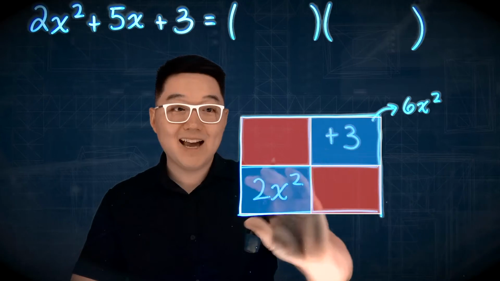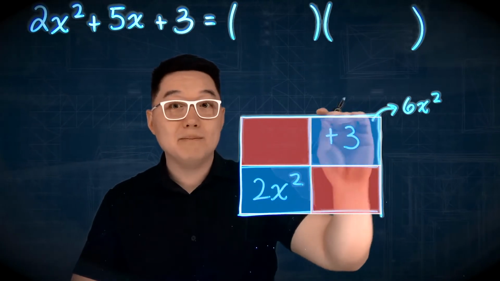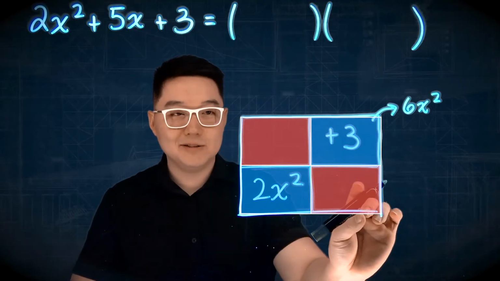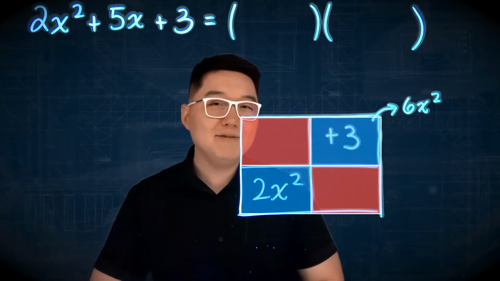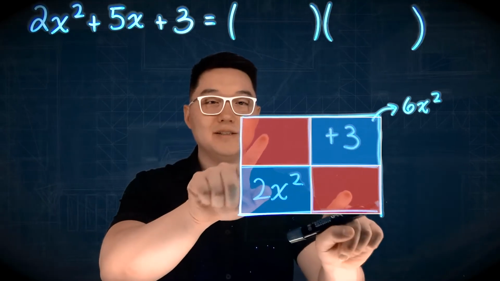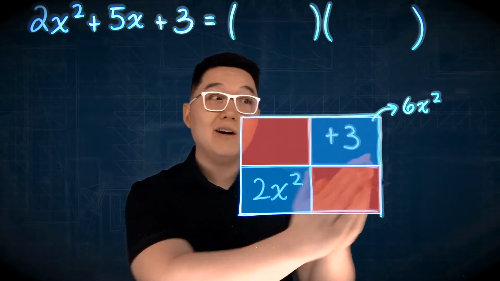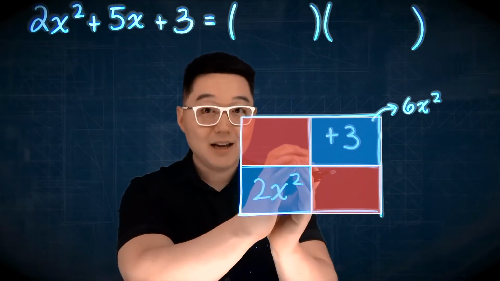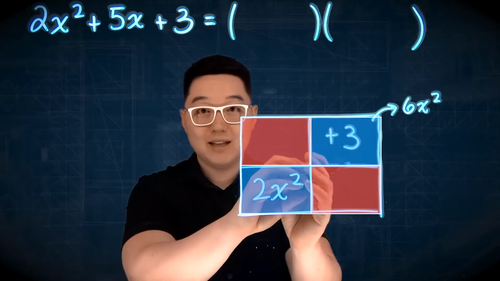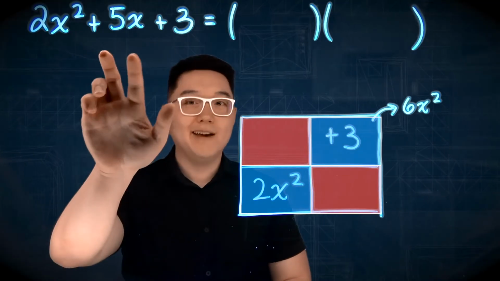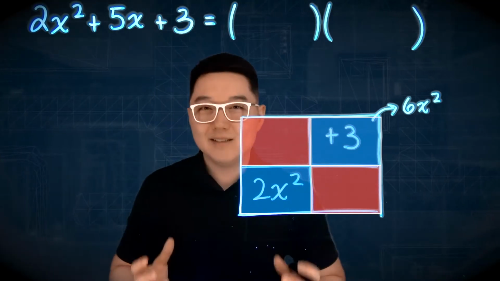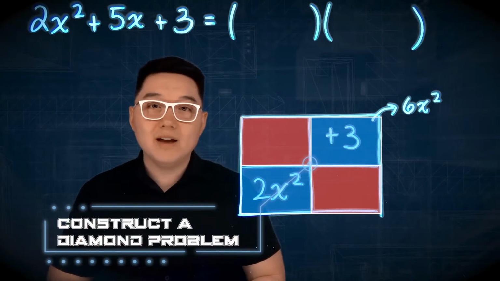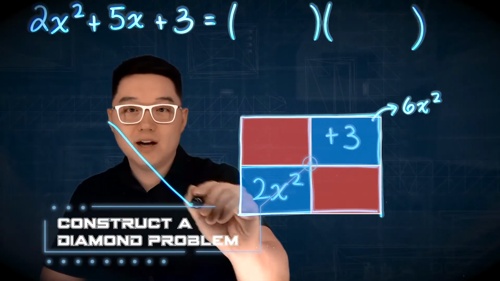Now the product of that diagonal must be equivalent to the product of the other diagonal. So we have to come up with 2 expressions that when you multiply them, it's also 6x squared, but when you add those two on that diagonal, you get 5x. To organize that thought, we're going to produce something called a diamond problem, or an x game. You can draw an x like this.